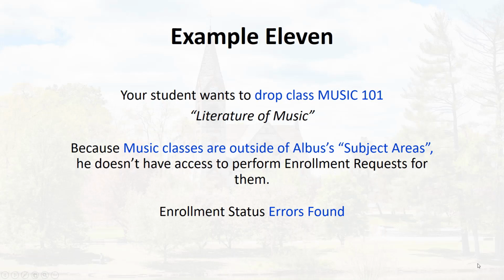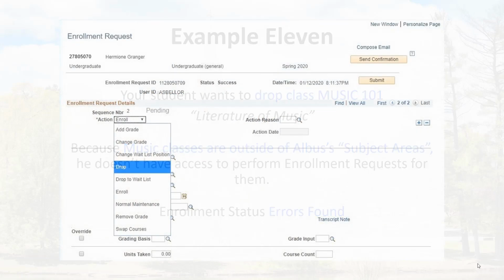Example 11. The purpose of this example is to illustrate what happens when you attempt to perform enrollment requests on classes that are outside of your subject areas. Hermione wants to drop out of a music class in which she is currently enrolled, Music 101. Because music classes are outside of Albus's subject areas, he doesn't have access to perform enrollment requests on them, and therefore this class drop enrollment request will fail. It will result in a status of errors found, and an error message will be generated.